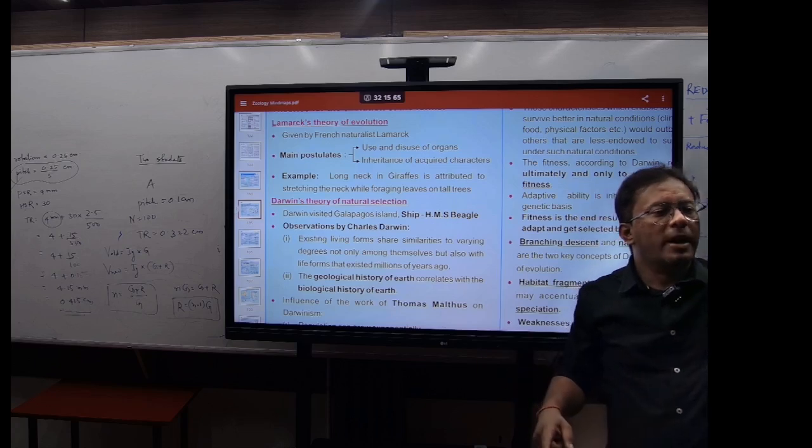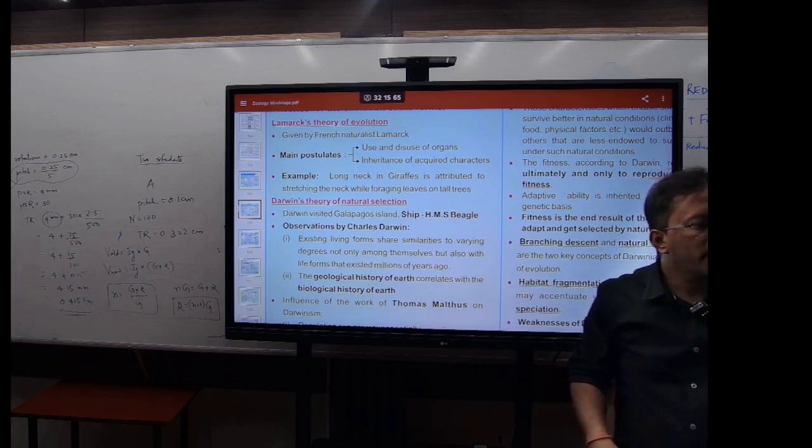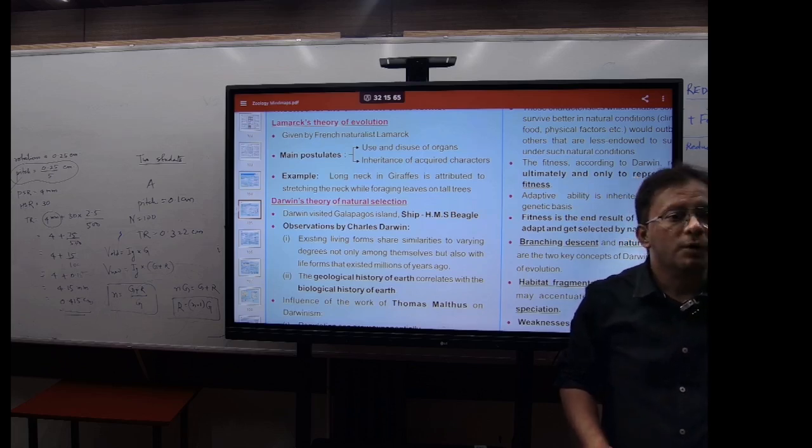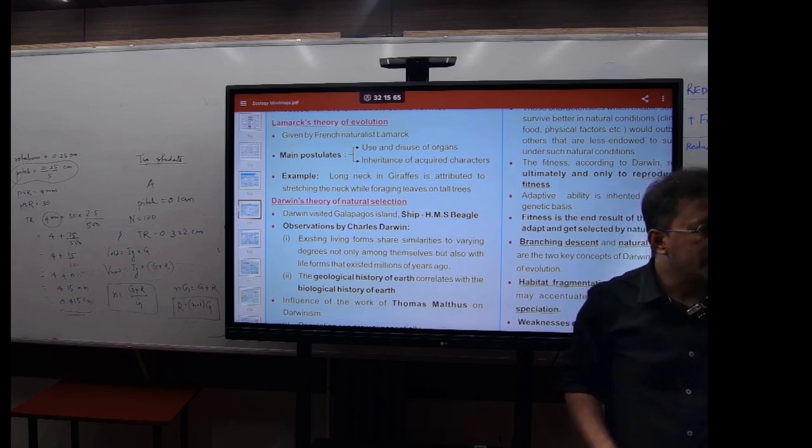Changes that happen in the somatic cells will not be passed on to the next generation. Changes should happen in the cells which form the gametes. Only then it can be inherited. Got the point here? Okay.